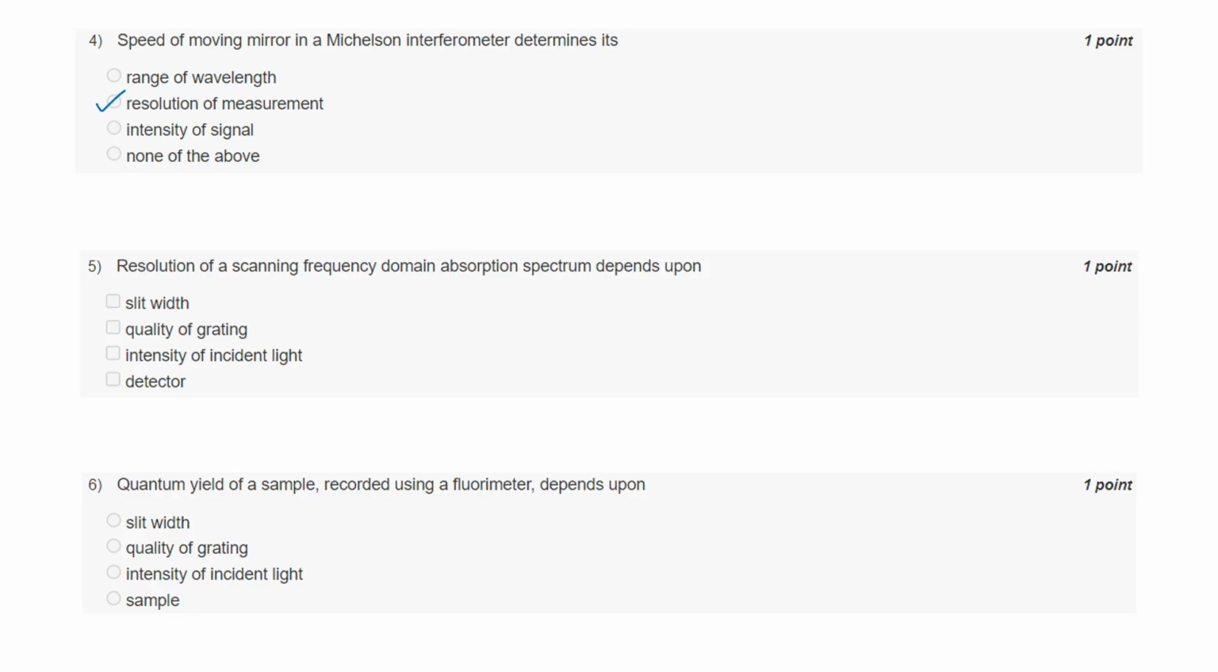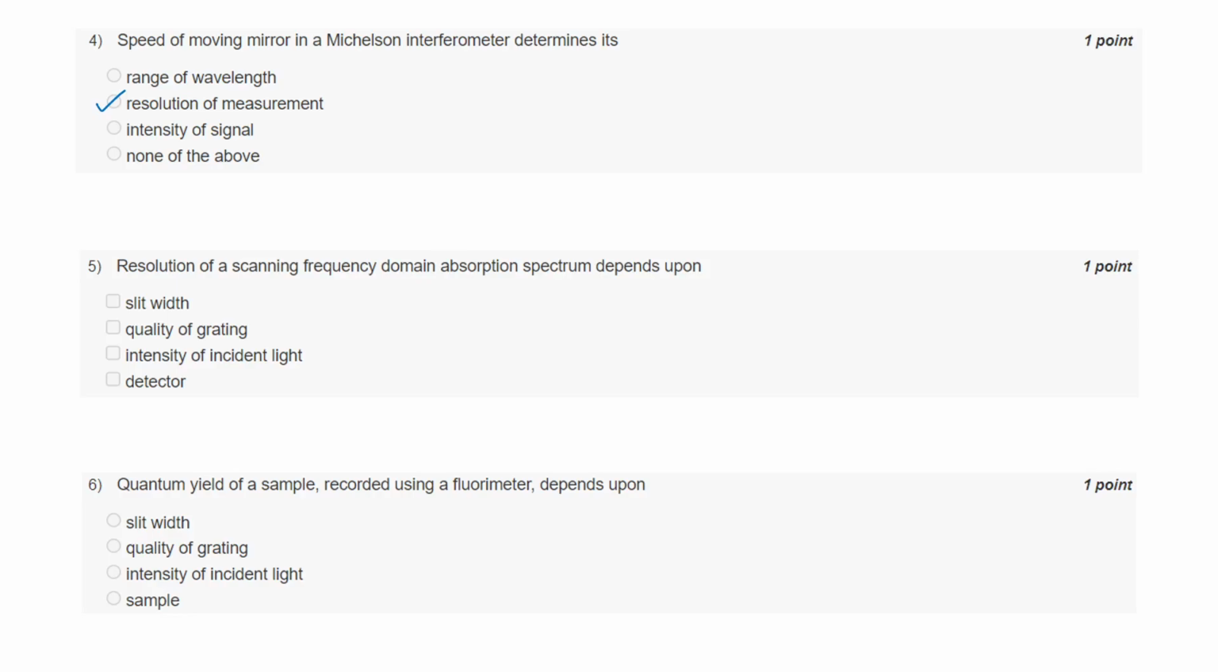The range of wavelength is not the correct answer, right? All the wavelengths or frequencies are recorded at the same time in your time domain spectra, and then when you do the Fourier transformation you will get the result.